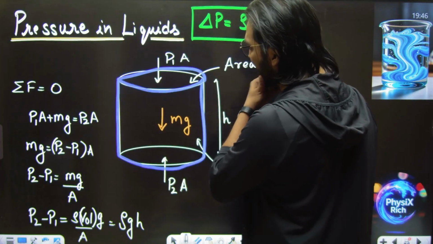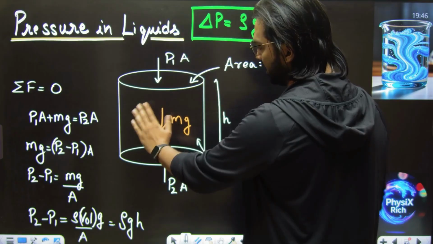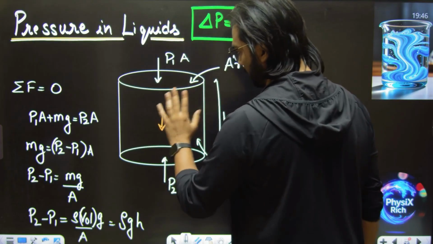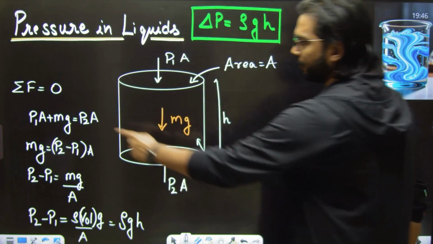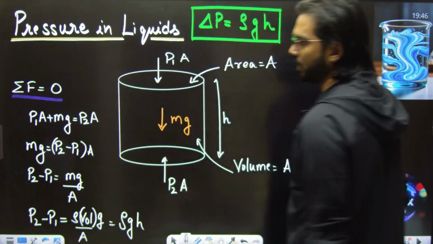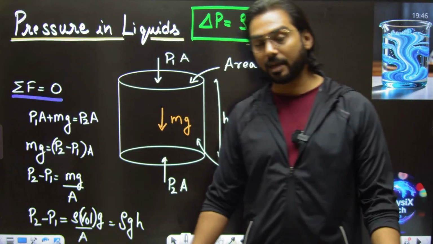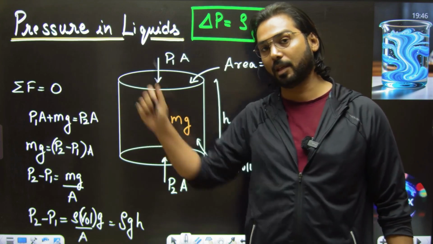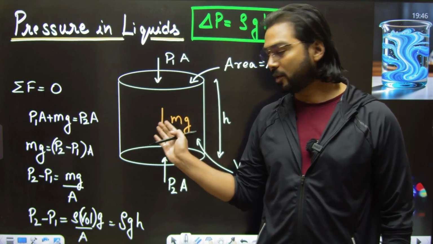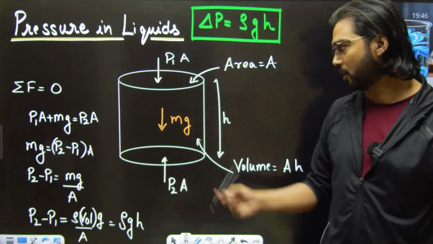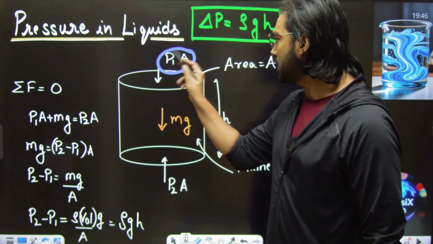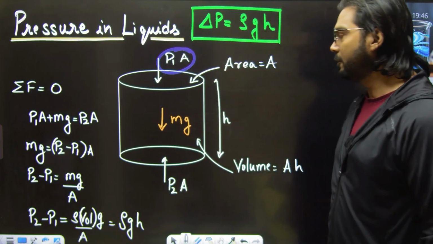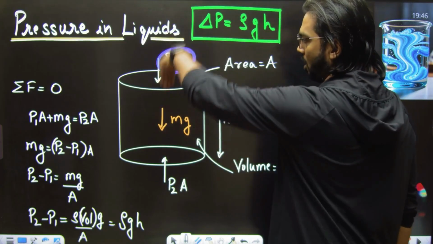Now, what I can say is that if this is a part of the liquid which is in equilibrium, the net force acting on this must be equal to 0. That's exactly what is meant by equilibrium. Equilibrium means that the net force acting on anything must be equal to 0. Now, if we draw the free body diagram of this, which is what I've drawn over here, I will see that there is a P1A force acting from above.